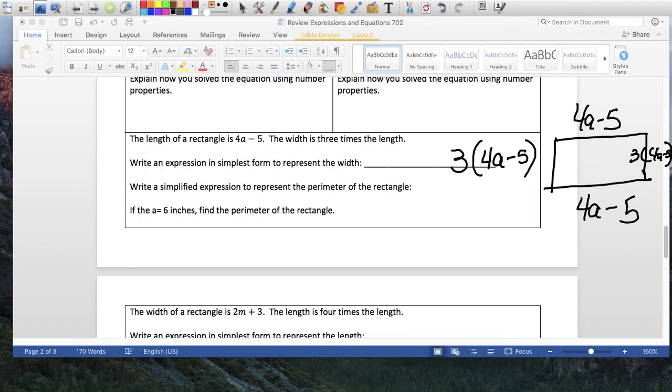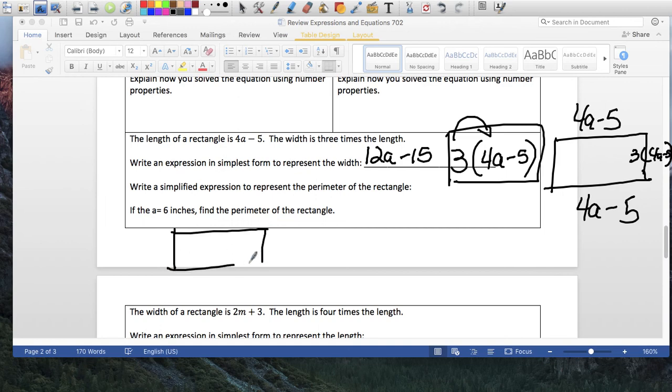So they want us to write an expression in simplest form to represent the width. So here's my width. If I do the distributive property, 3 times 4a is 12a, and 3 times minus 5 is minus 15. So that's how the width is represented right now. Now I want to find the perimeter of the rectangle.